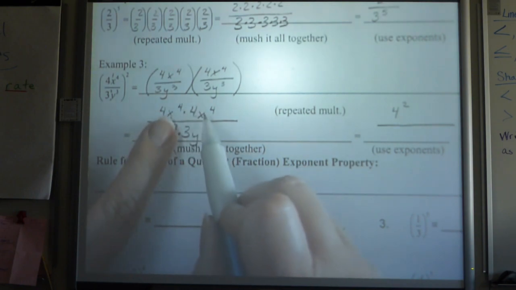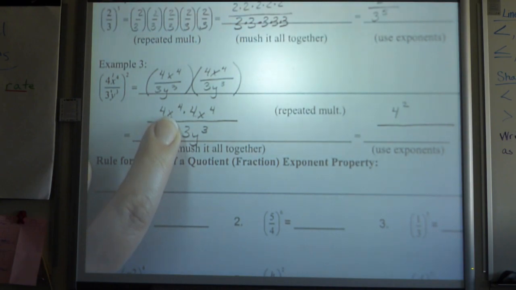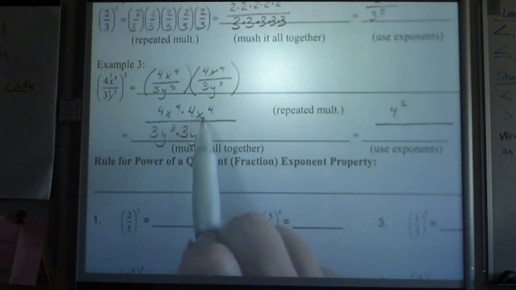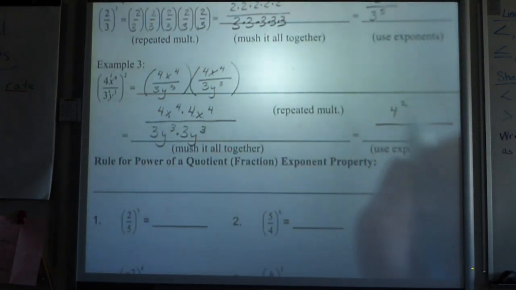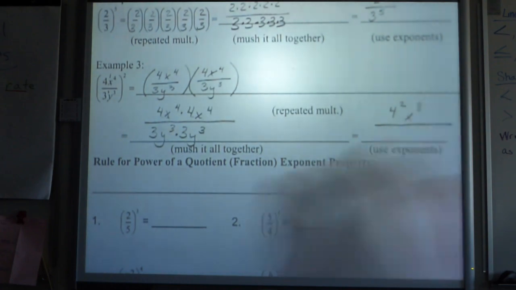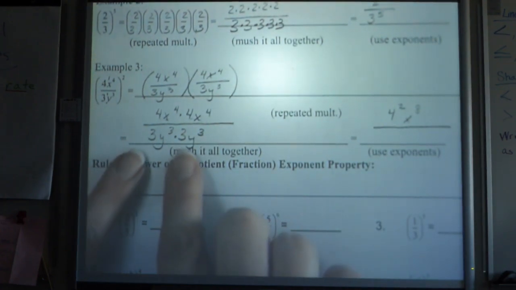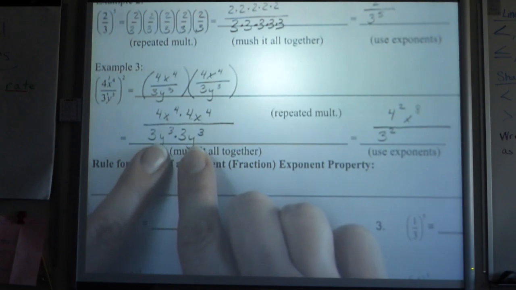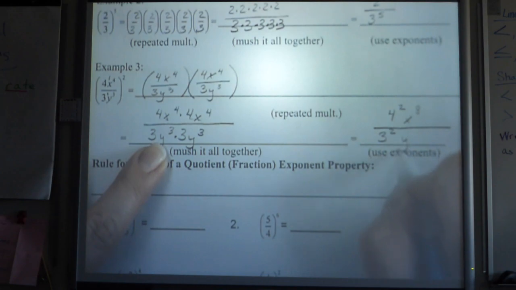And then remember the product of powers property. We have x to the 4th times x to the 4th. What does that simplify to? X to the 8th. Good, because it's x times x times x times x times x times x times x times x. That's going to give us x to the 8th. And then in our denominator, we have 3 times 3. What is that in exponent notation? Good, 3 squared. And then we have y to the 3rd times y to the 3rd. What does that simplify to? Very good. Y to the 6th.